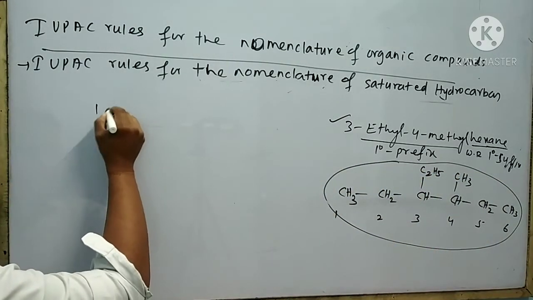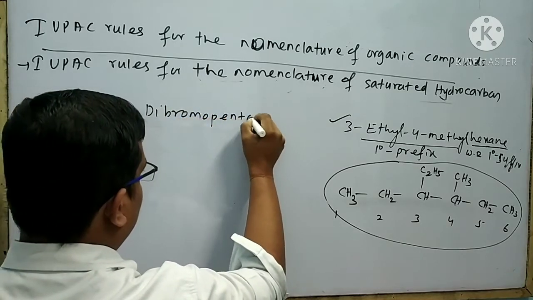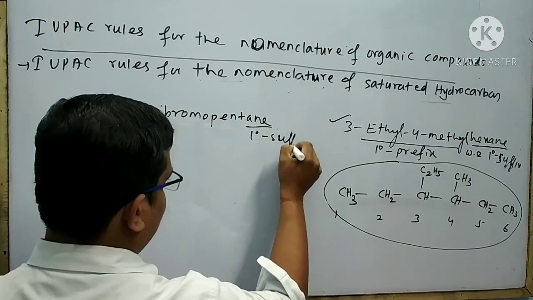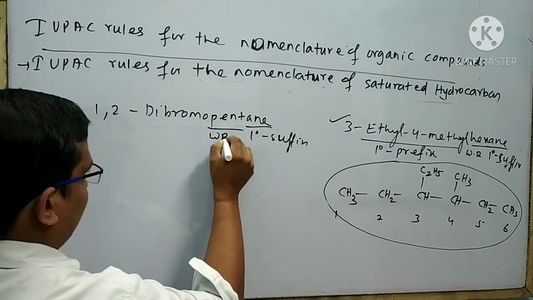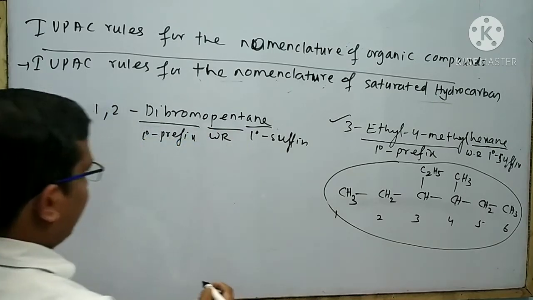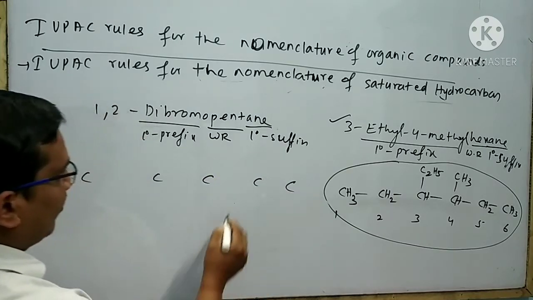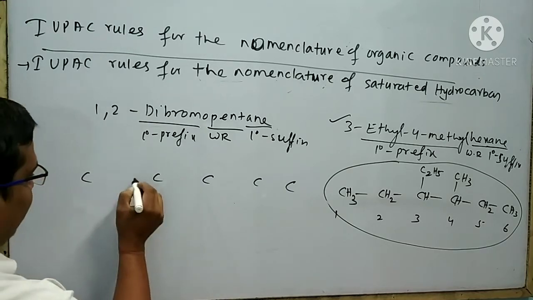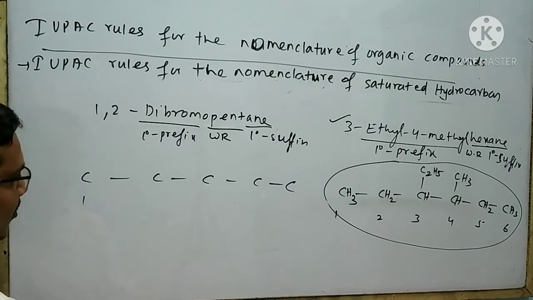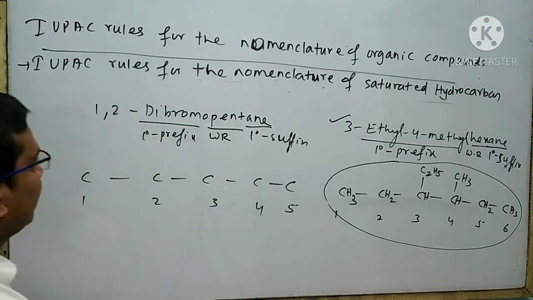Take another example: 1,2-dibromo pentane. This is the 1 degree suffix, this is the word root, this is the 1 degree prefix. From the word root, it is bound to write 5 carbon atom like this. Here N is present, so it is bound to give the single bond like this. So this is your 1 carbon, this is your 2, this is your 3, this is your 4 carbon, this is your 5 number carbon.